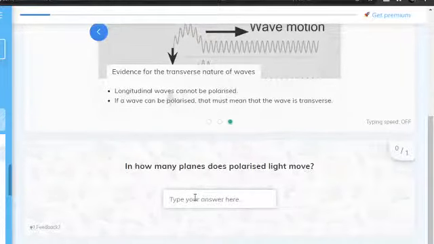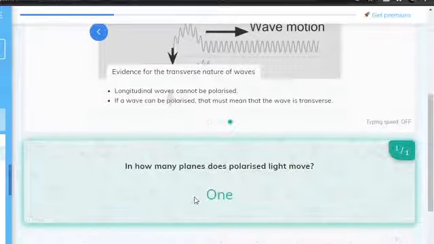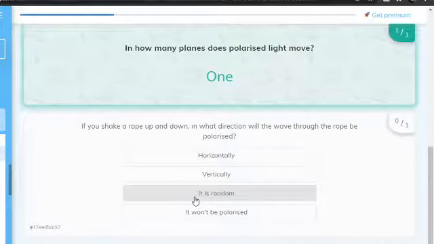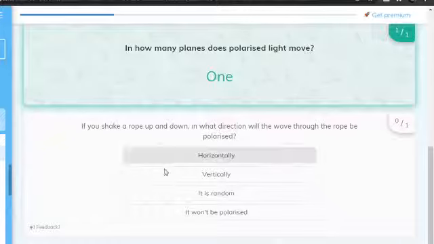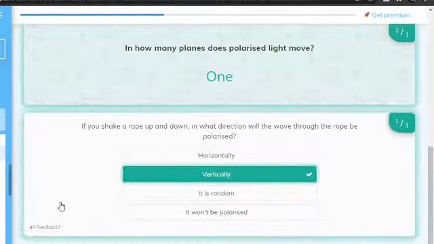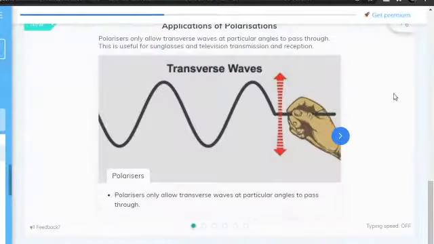So how many planes does polarized light move in? 1. If we shake a rope up and down, in what direction would the wave through the rope be polarized? Vertically, because as the rope looks like this, it would only go through vertical planes.